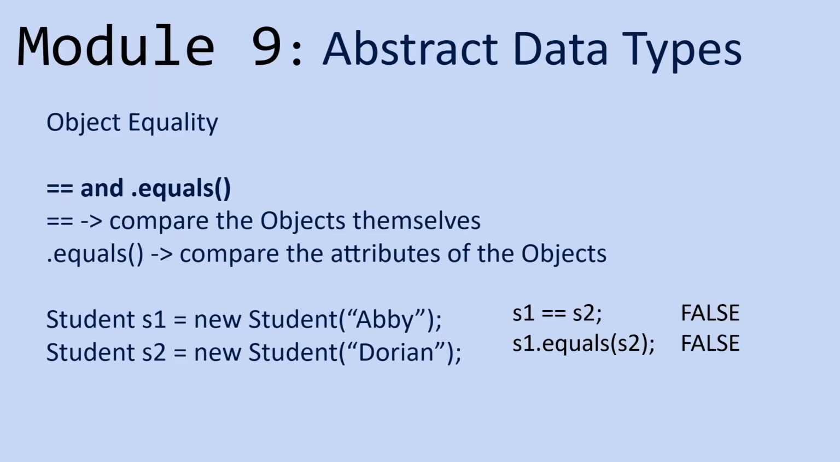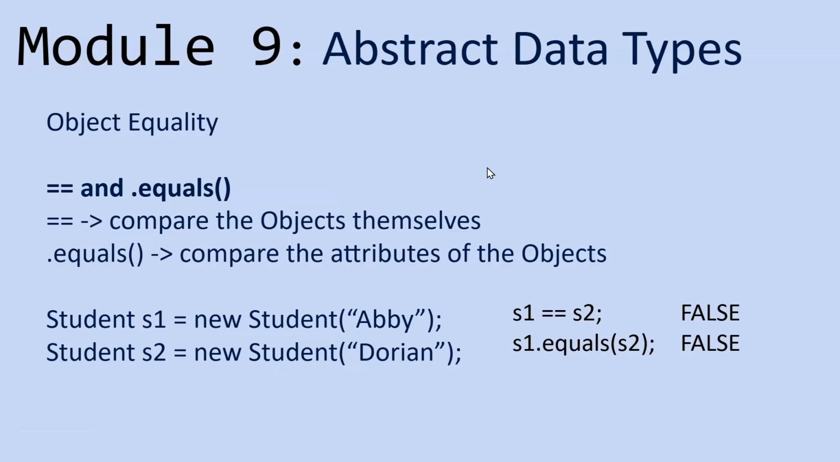So for this example, let's assume all students have their own separate name. So we're making Student s1 equals new Student with name Abby, and then Student s2 new Student with the name Dorian. So we can see clearly these students have different values for the name, right? And we called the constructor two different times, one for s1 and one for s2. So they are definitely stored in different places in the computer's memory, and they have a different name. So the dot equals method is of course going to give false.